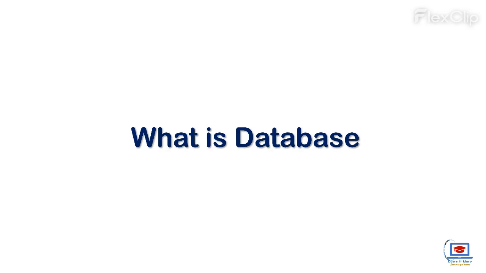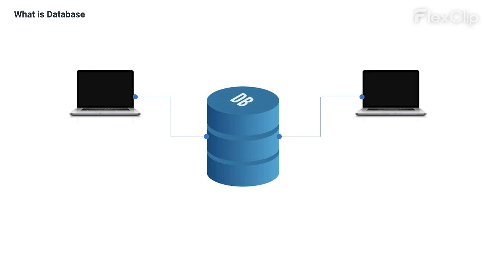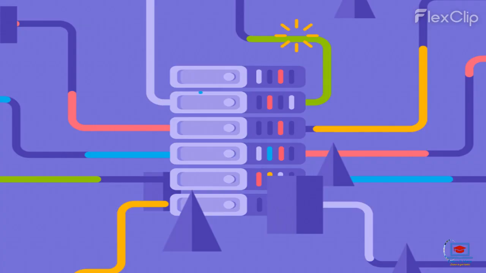So, what exactly is a database? A database is an organized collection of data that is stored and managed in a structured manner. It acts as a central repository for storing, retrieving, and manipulating information. Databases are widely used in various applications, such as websites, mobile apps, and business systems, to handle large volumes of data and ensure data integrity.